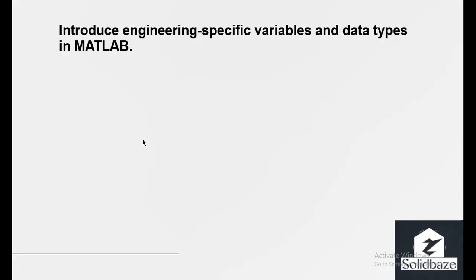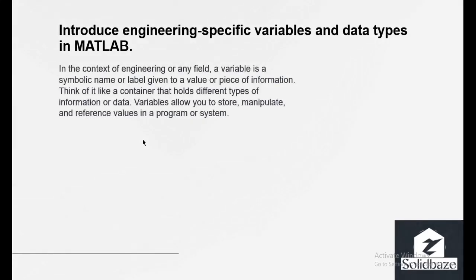So we'll quickly dive into engineering specific variables and data types. Okay, so in the context of engineering, or in any field, a variable is a symbolic name or label given to a value or a piece of information. Think of it like a container that holds different types of information or data. Variables allow you to store, manipulate, and reference values in a program or system.